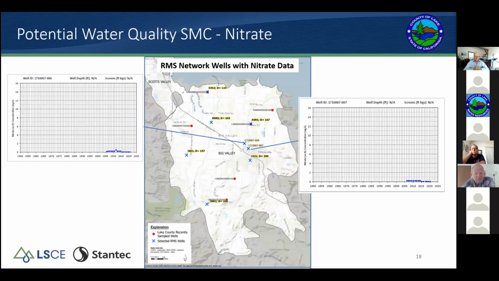So it gives you a sense of, hey, arsenic, boron, nitrate, we're not seeing those water quality parameters above the MCL. And we're trying to come up with a parameter to set for our water quality SMC. So far, what we're seeing is that arsenic, boron, and nitrate are not anywhere close to the MCL. So those are three that we're thinking maybe don't really fit into establishing an MO and an MT. Anyway, that's a snapshot of nitrate specific to the proposed RMS well network.